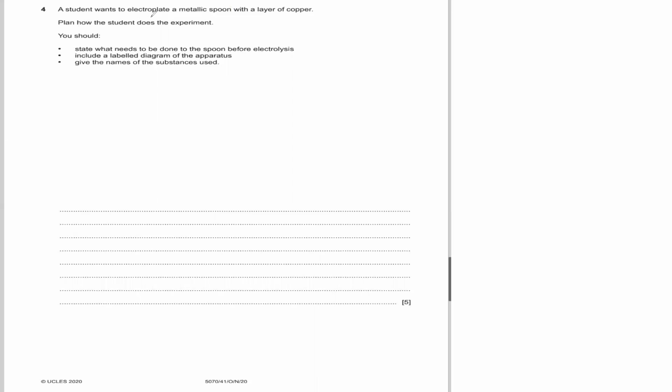A student wants to electroplate a metallic spoon. Electroplating, we know, is a process where an active anode is involved. It's an application of electrolysis. So they need to electroplate a metallic spoon with a layer of copper. Now you have to plan how the student does the experiment. So the electroplating has to be done and the planning has to be done for that. That's the demand of the question.